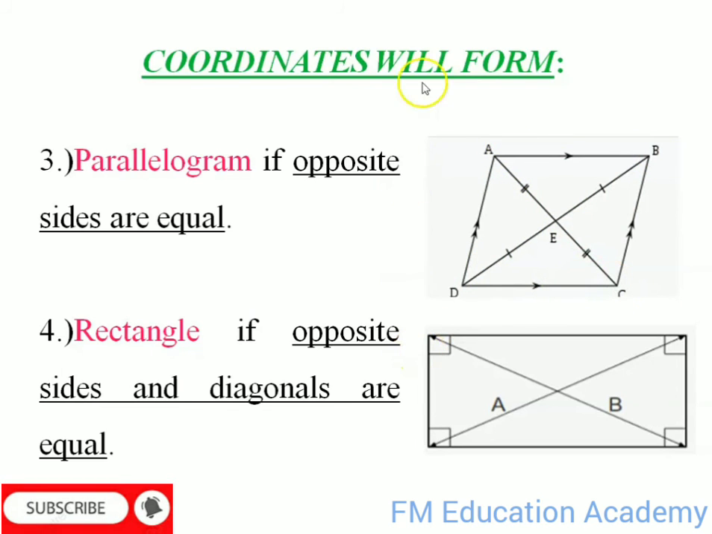So in a parallelogram the sides are not perpendicular and opposite sides are equal. In a rectangle also opposite sides are equal and opposite sides are parallel, but here the sides are at 90 degrees to each other, and the diagonals are also equal. So if you want to prove that the coordinates are of a rectangle, remember opposite sides are equal and diagonals are also equal in the case of a rectangle. So this is the same for rectangle and square. Remember, diagonals are equal in a rectangle and square, whereas in a parallelogram diagonals are not equal.